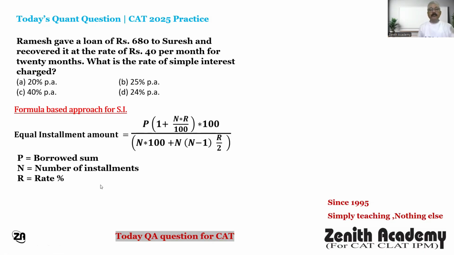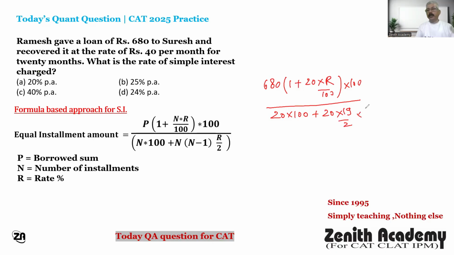Like here, P is 680, n is the number of installments, 20, and r is the rate percent every month, 20 into 100 plus 20 into 19, 20 minus 1 means 19, by 2 into r. And the equal installment is 40 rupees per month.